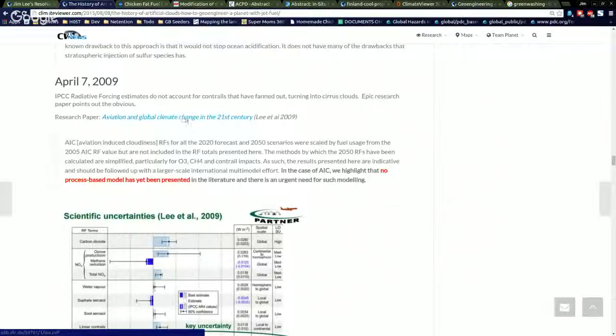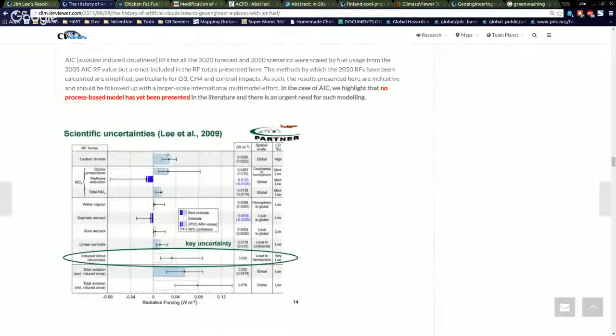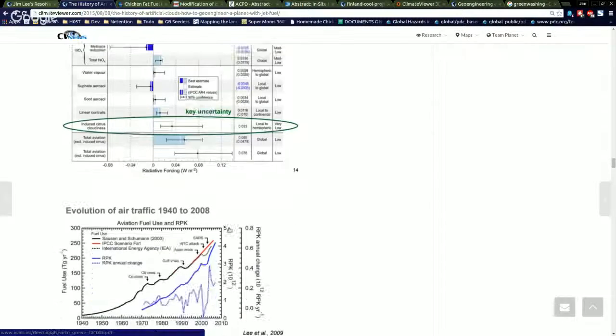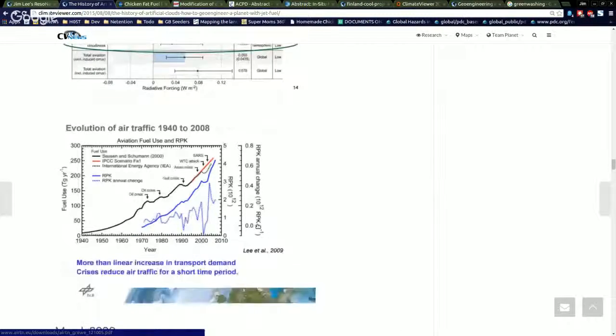Aviation and global climate change in the 21st century. And as you can see here, induced cirrus cloudiness, key uncertainty in the IPCC models, Lee et al., 2009. They don't know anything about these clouds. Cloud aerosol interaction is the most unknown of the variables in their models. They don't know jack about clouds and aerosols and how they interact.